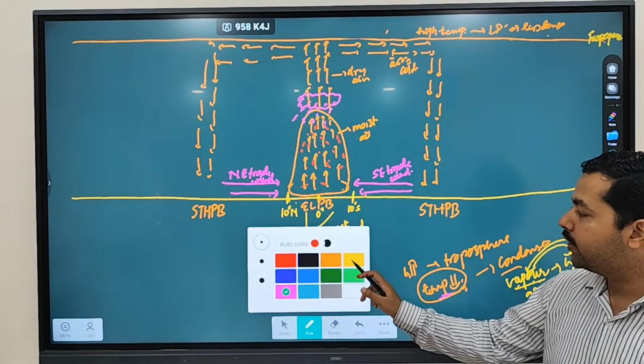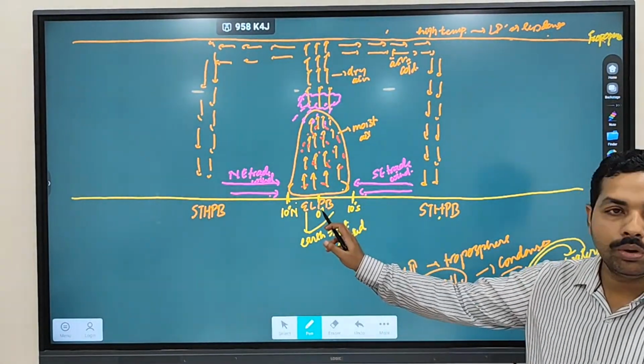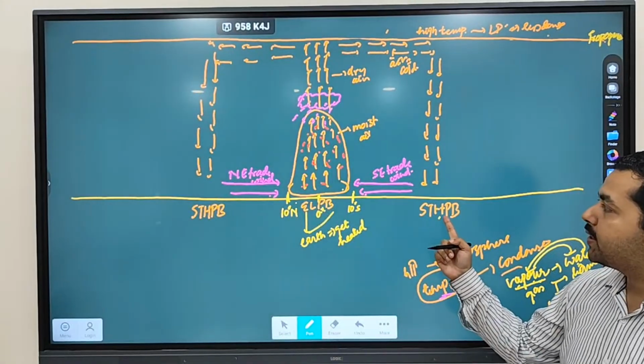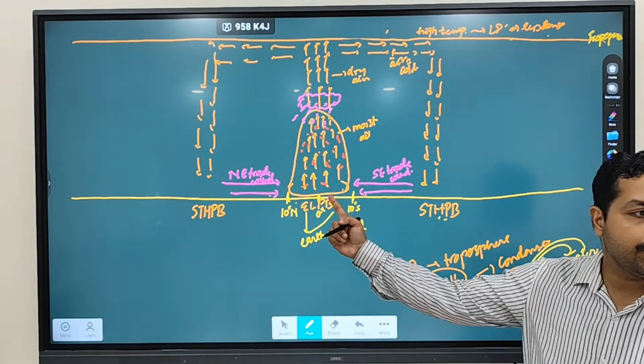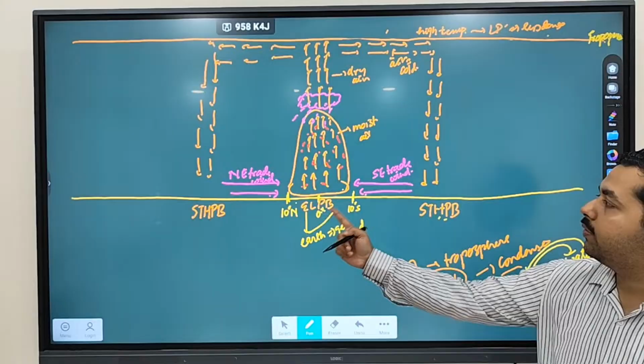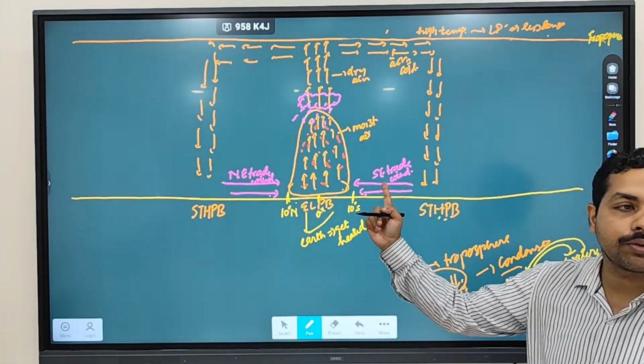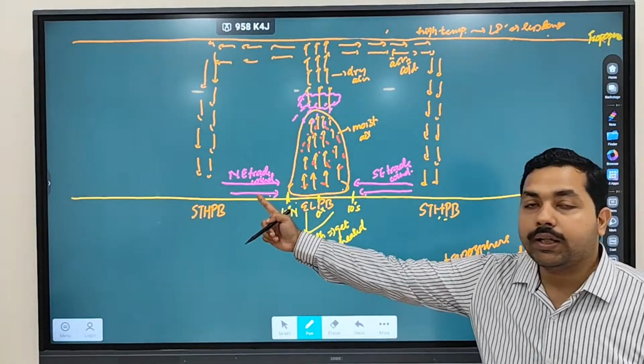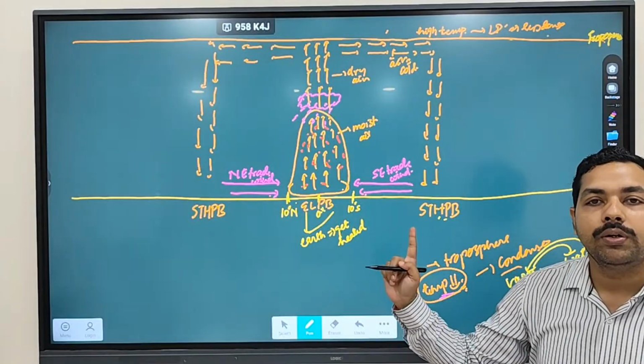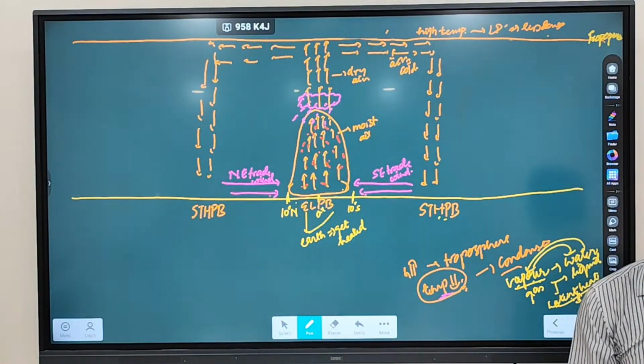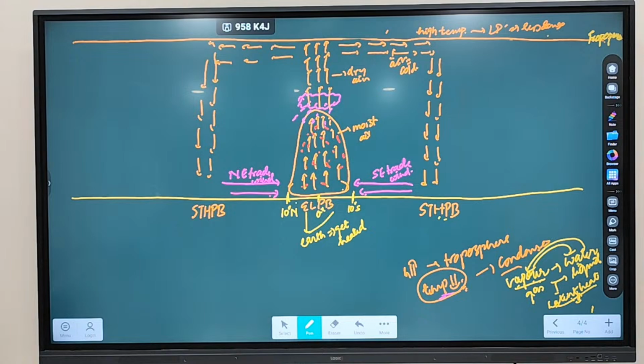So wind always blows from where to where? From the high pressure region to the low pressure region. So when high pressure is formed over here, from here to here wind will blow, and this wind in the southern hemisphere is called a southeast trade wind. In the northern hemisphere, this wind is called a northeast trade wind. Fine.